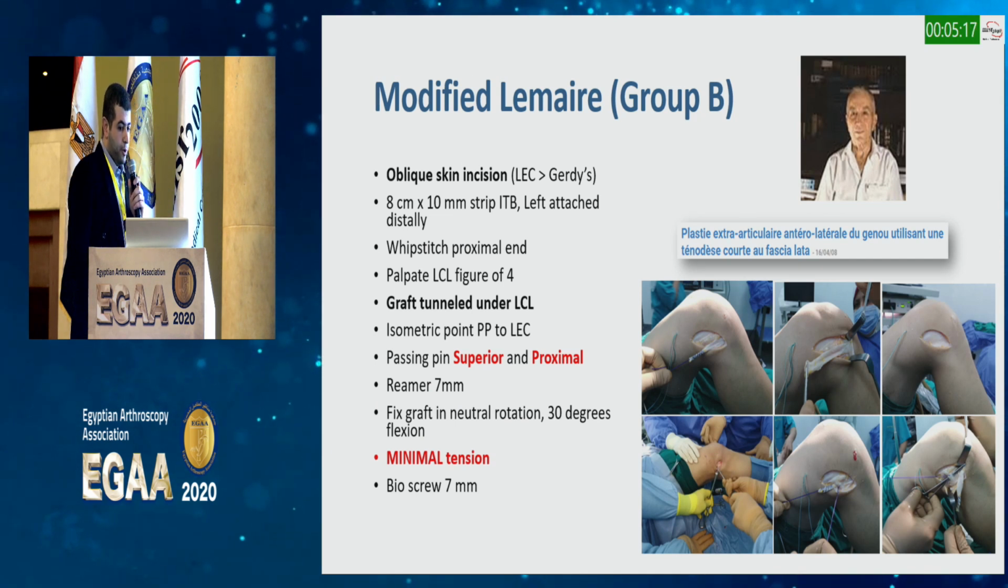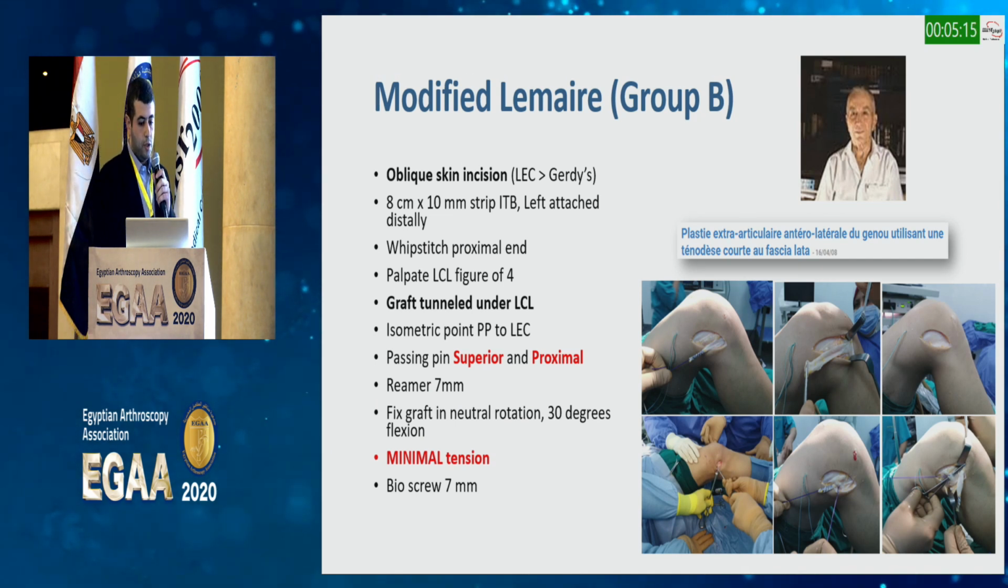Regarding the modified Nour operation, we did an oblique skin incision. We take a strip of the iliotibial band, lift it, attach it distally, and we stitch the proximal end. And we tunnel the graft under the lateral collateral ligament. And we fix the graft in neutral rotation with 30-degree flexion with minimal tension.